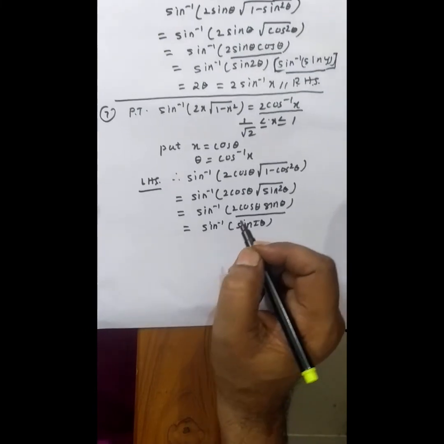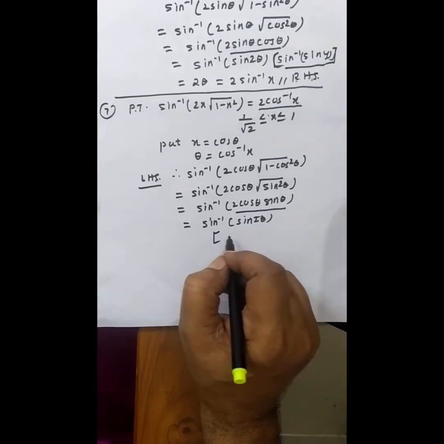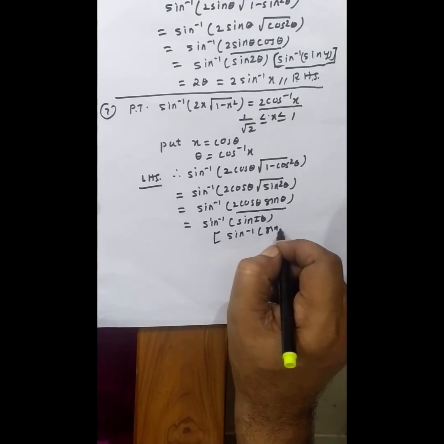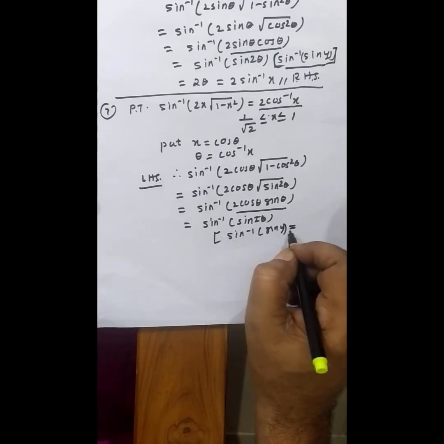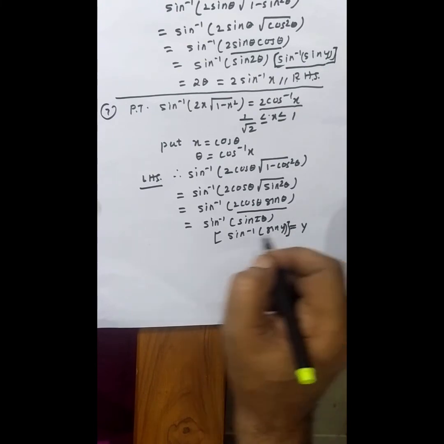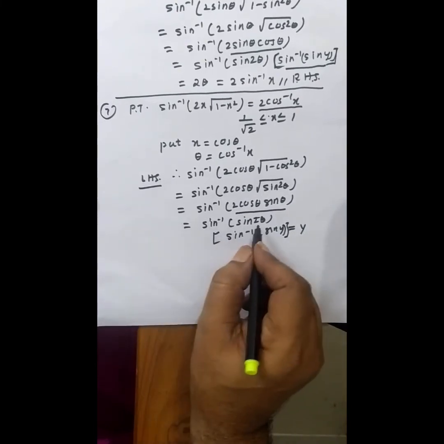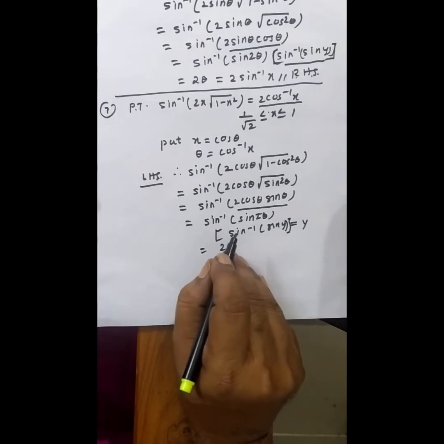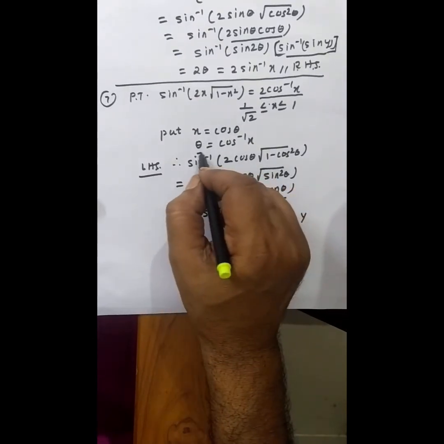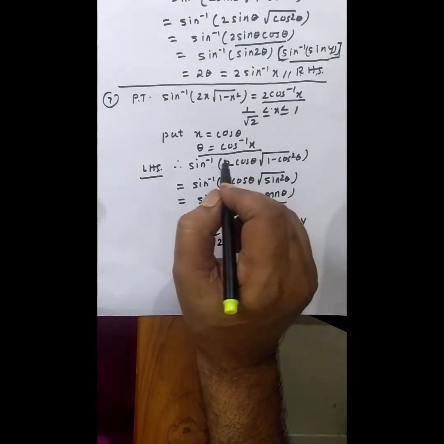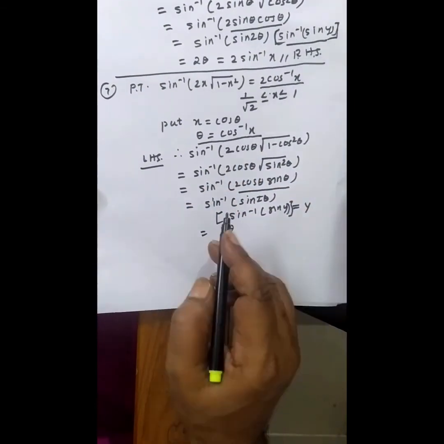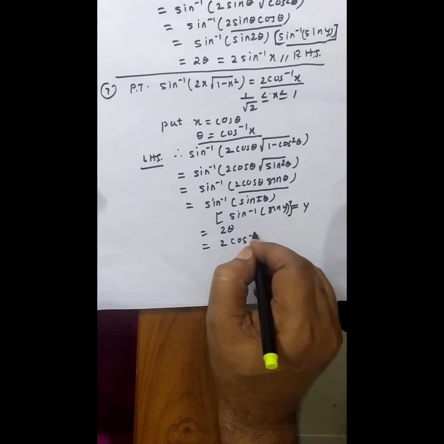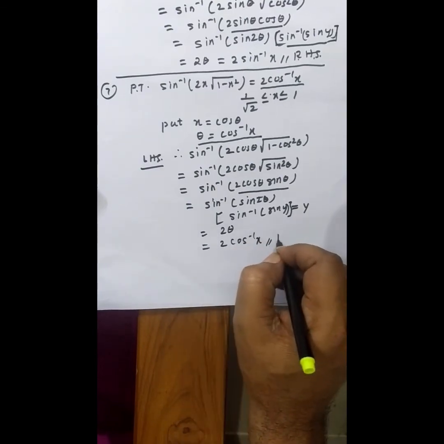Now this is like sine inverse of sine y. So what is sine inverse of sine y? Sine inverse of sine y is y. So what will be sine inverse of sine 2 theta? This will be 2 theta. But what is theta? Theta is cos inverse of x. So this becomes 2 times cos inverse of x, which is your RHS.